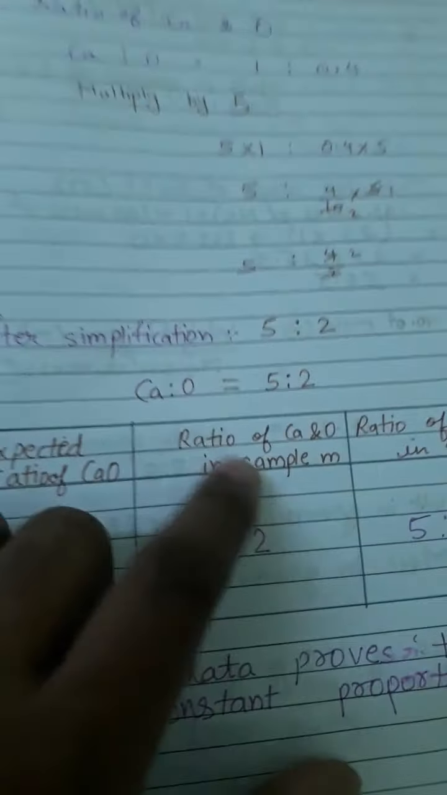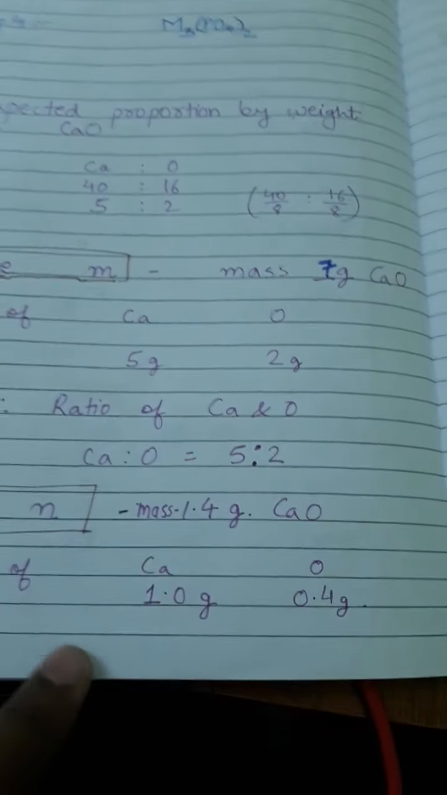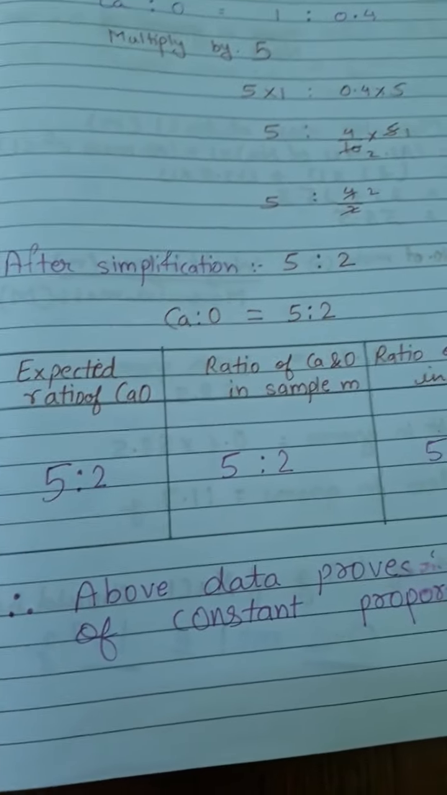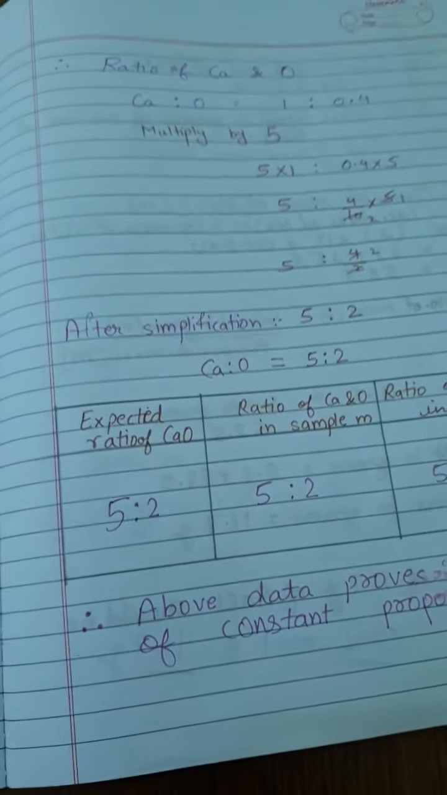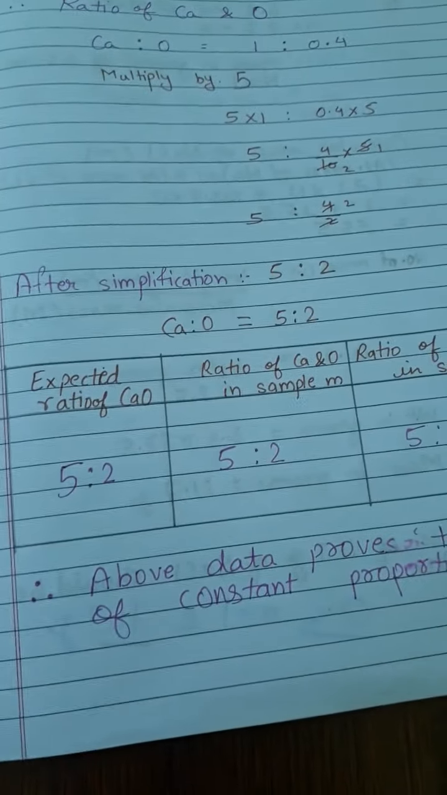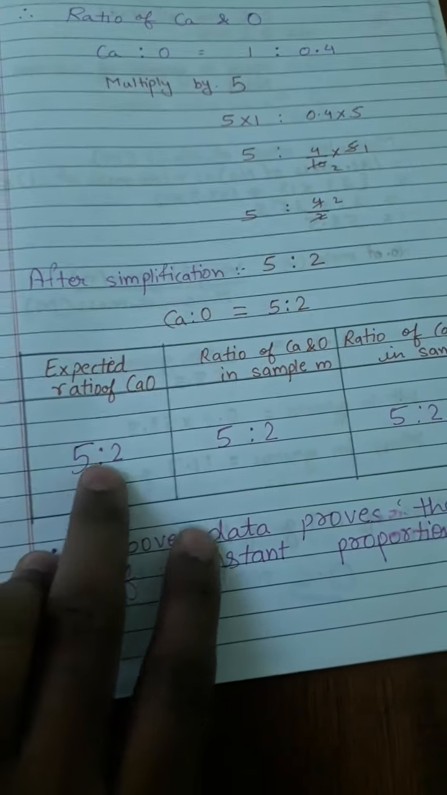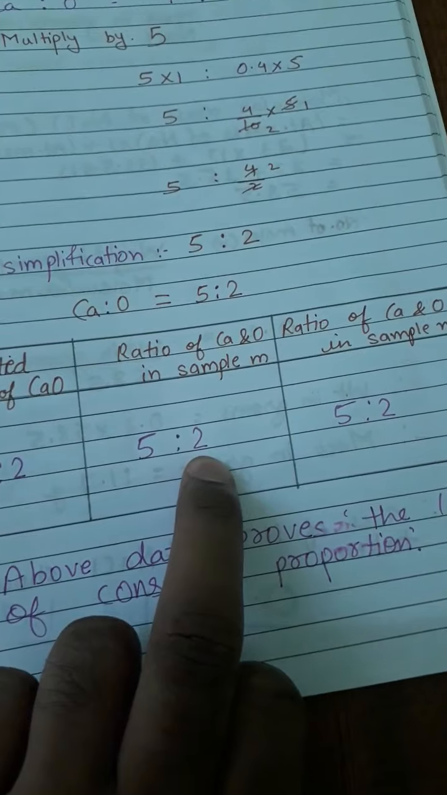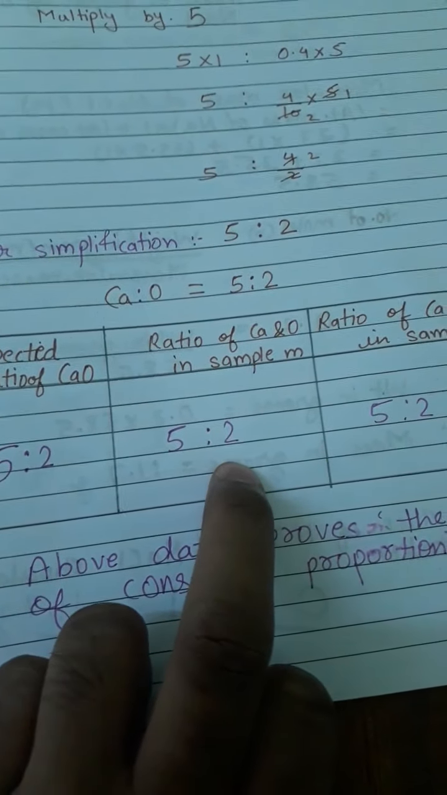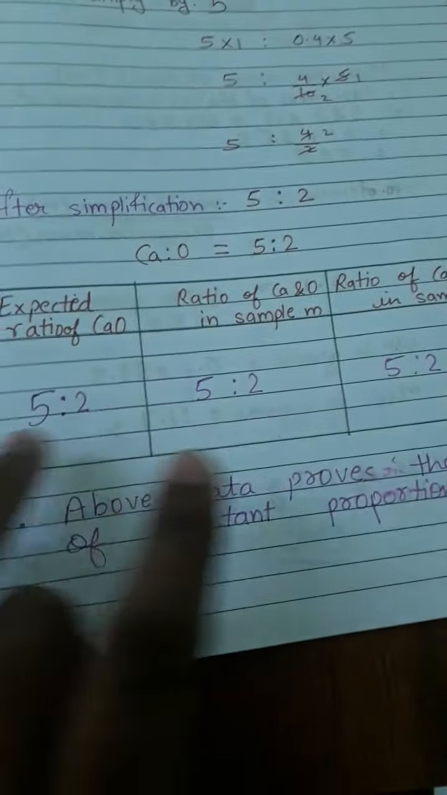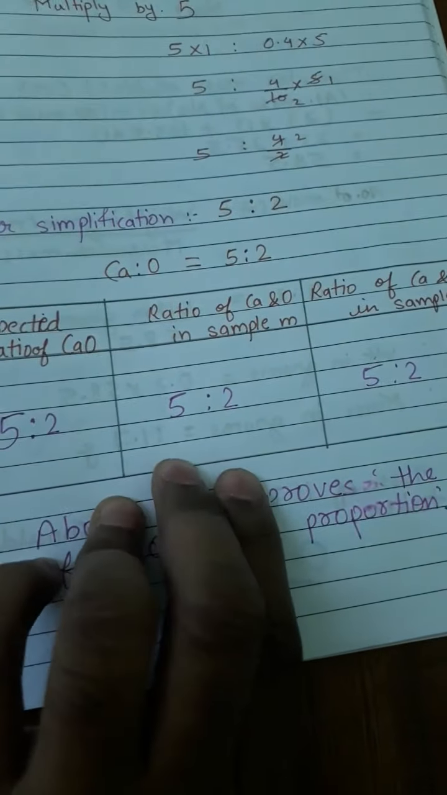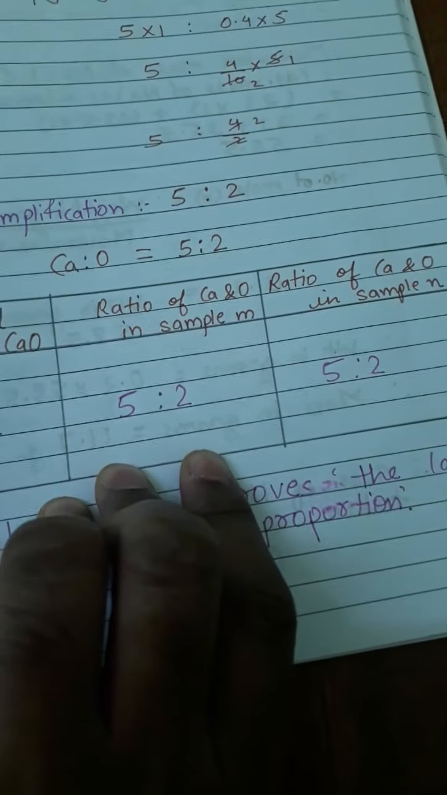So we are getting the same ratio, as expected, in both samples. The expected ratio is 5:2, and in sample M the ratio is 5:2, and in sample N also the ratio is 5:2. So this law is nothing but the law of constant proportion. We have seen that in different samples of a compound, the ratio of constituent elements by weight remains constant. The expected ratio is this, and the ratio of Ca and O in sample M is also this, and in sample N is also this. It means that from different samples, the ratio of weight of different elements in a compound is constant.